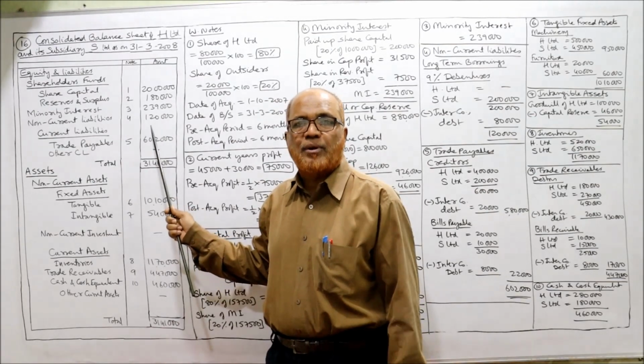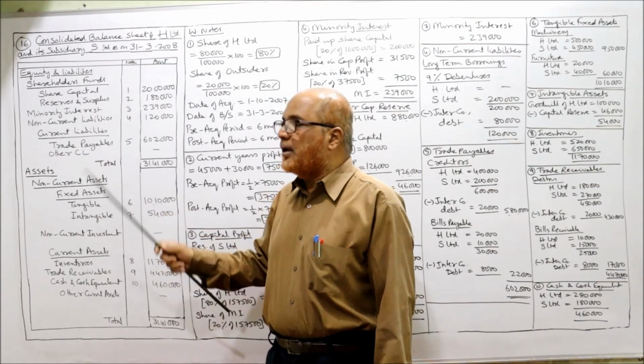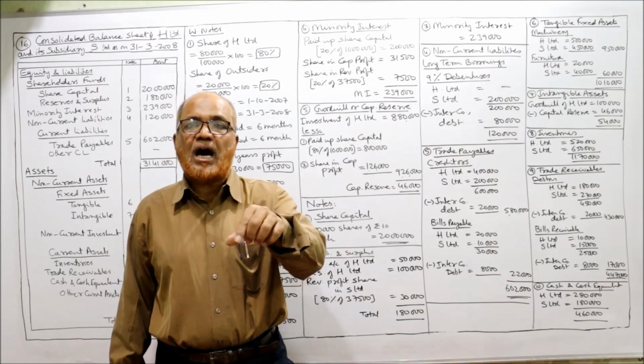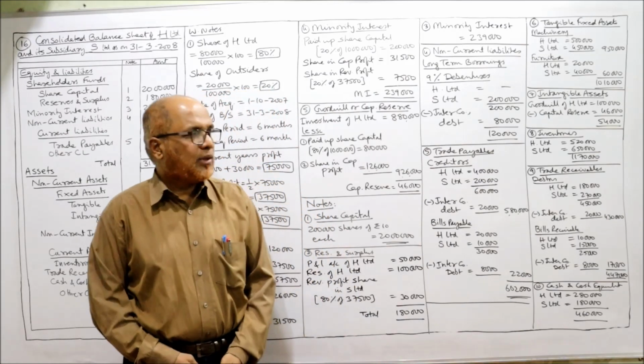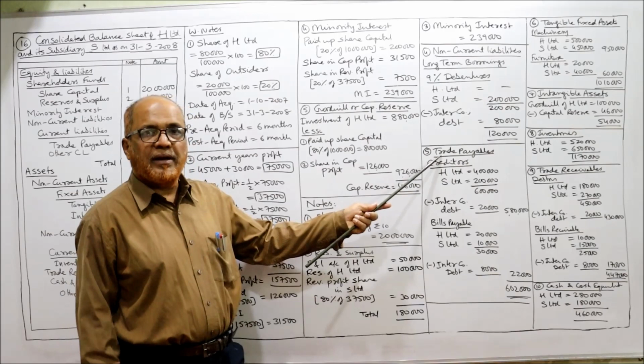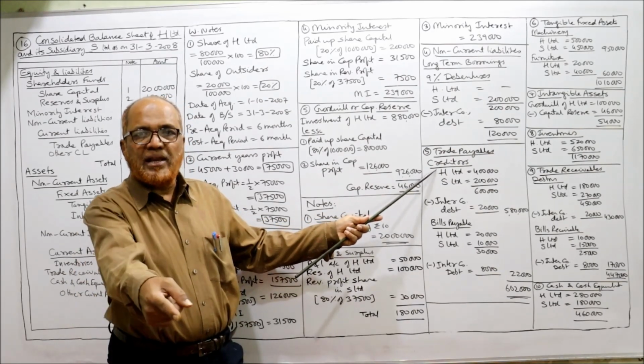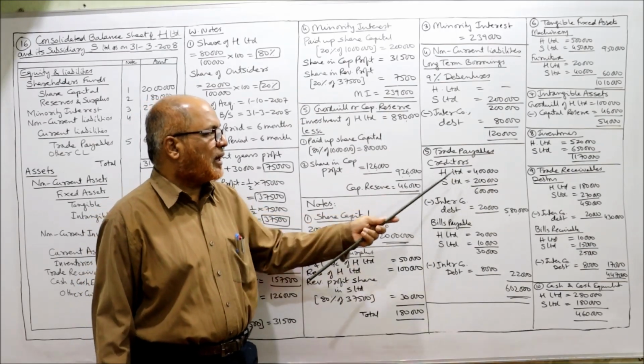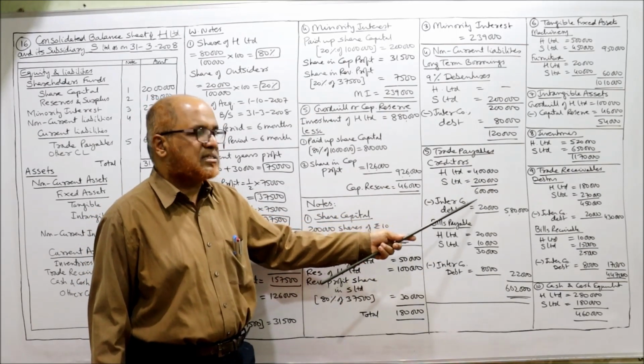First time we came across in this problem. Now trade payable. Trade payable consists of creditors and bills payable. So here you can see trade payable, creditors. In the balance sheet, in the problem, you can see liability side creditors, H Limited are 4 lakh, S Limited are 2 lakh, total creditors 6 lakh.